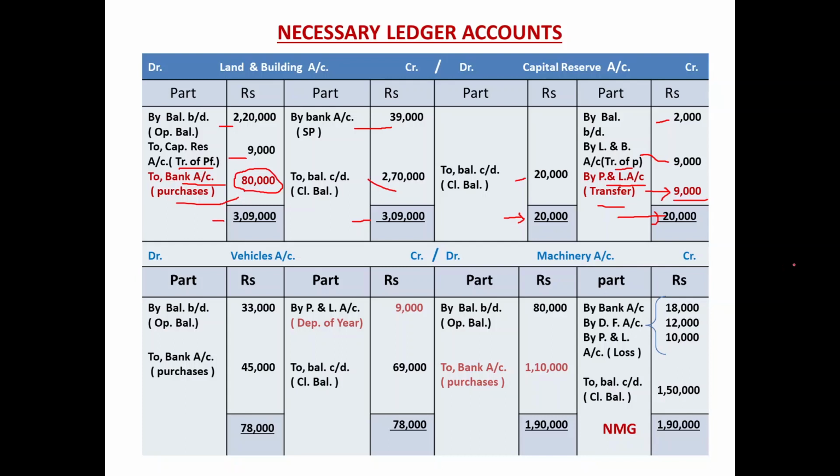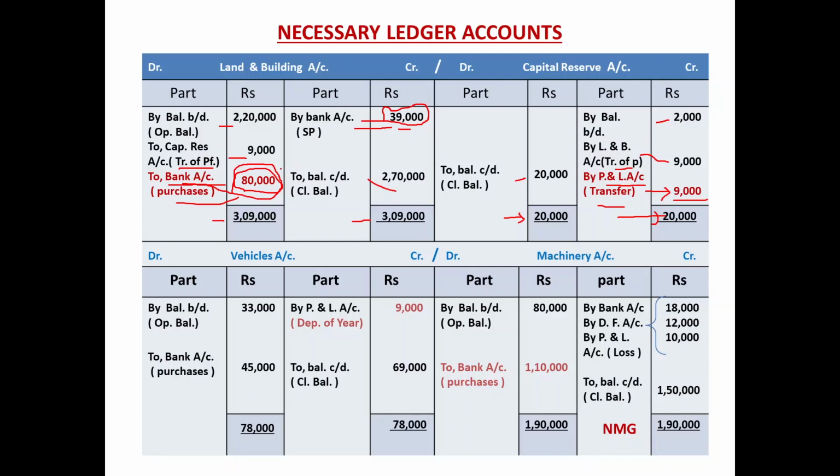Fund flow impact. Coming to the land and building account: the entry with narration 'by bank' 39,000 indicates a source of fund, and the receipt will be reported in the fund flow statement on the sources side. The entry 'to bank' 80,000 indicates the purchase, which means an application of fund. So these two items, one receipt and another payment, will be reported in the fund flow statement on the sources and application side respectively.